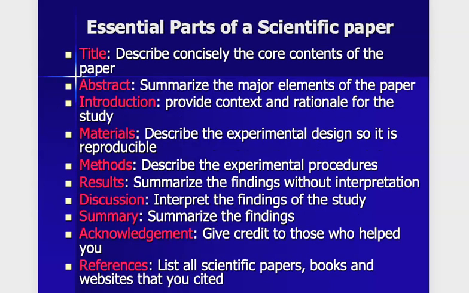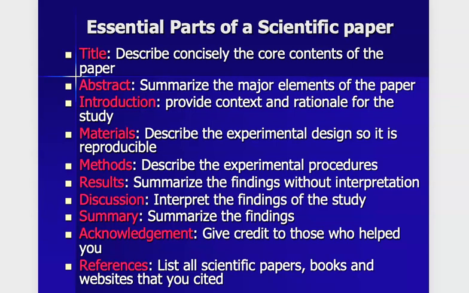Essential parts of a scientific paper. Title. The title describes concisely the core content of the paper. It should not be more than 20 words, and not more than 2 lines when the font size is 16 to 18 point. Abstract. Summarize the major elements of the paper; it should not be more than 200 words. Some journals recommend that it should be 100.